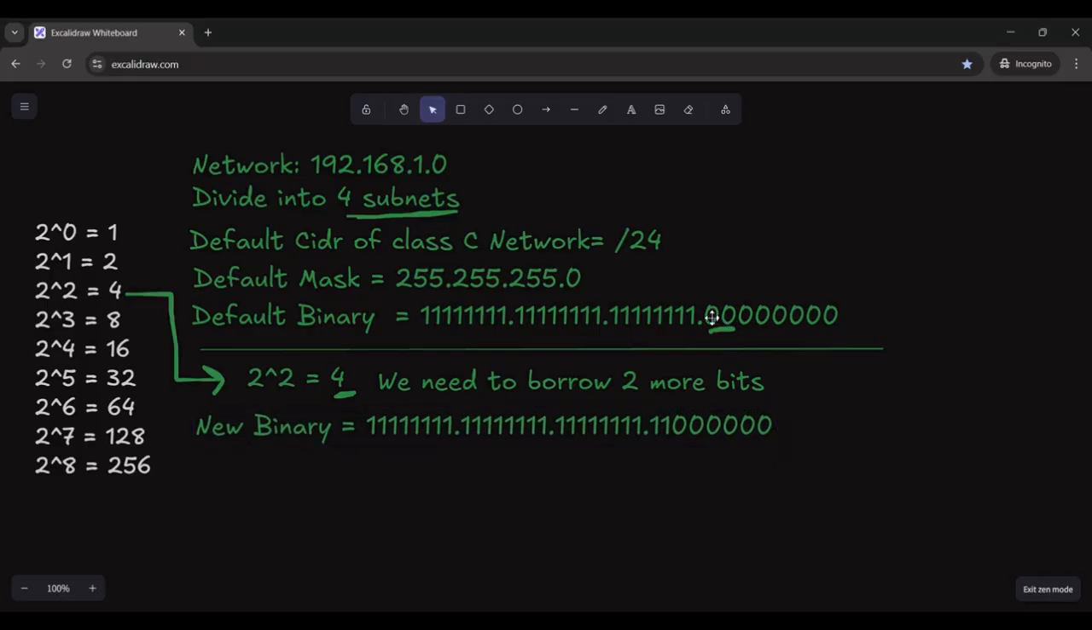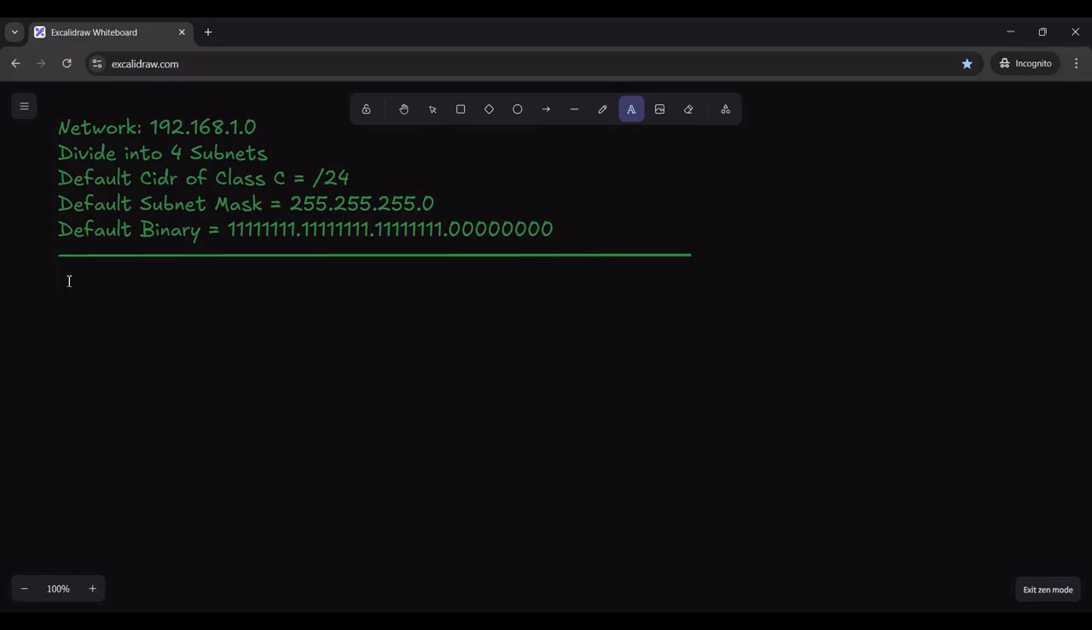Here you can see, by the way, we needed 2 more bits, so we changed the 2 zeros into 2 ones. Let's just clean this a bit. I have organized the board a little bit. So what we did so far, we borrowed bits. We borrowed 2 bits, as 2 raised to power 2 was 4 and we needed 4 segments.